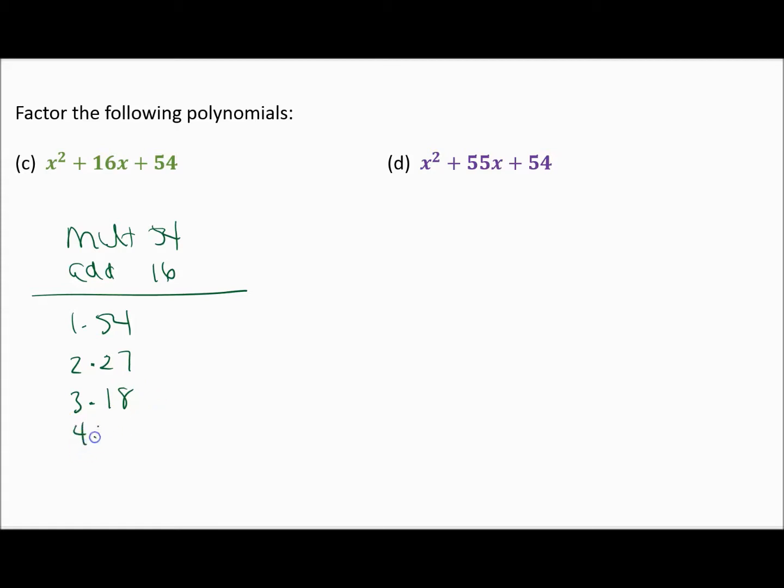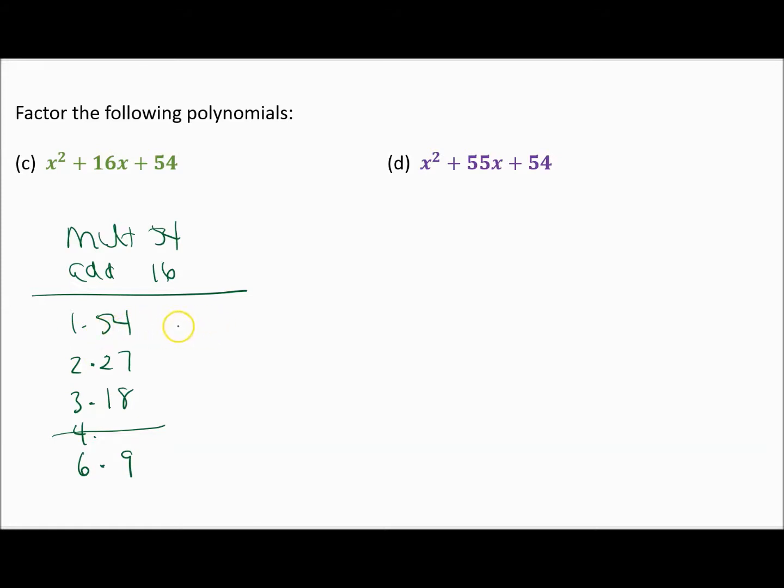Does 4 go into 54? So I could do 54 divided by 4, and I get 13.5, so 4 doesn't go into 54. 5 doesn't go into 54. 6 does, right? 6 times 9. Now let's check these.